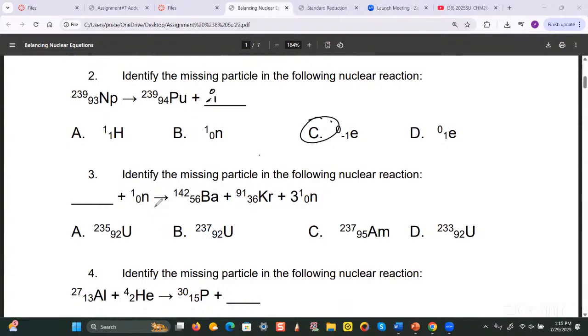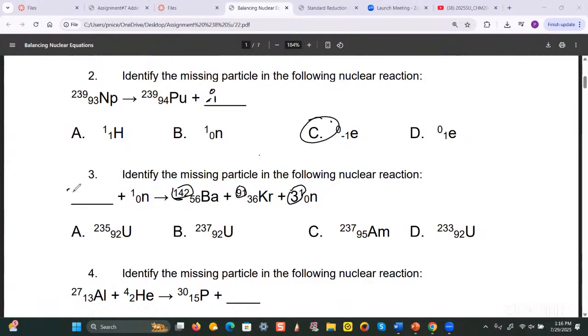Well, on the right side, for the mass numbers, we have 142, 91, and 3 times 1, right? So let me see what that gives. 142 plus 91 plus 3. So the mass number total on this side is 236. But we have 1 here, right? So what would be the mass number of the element here?